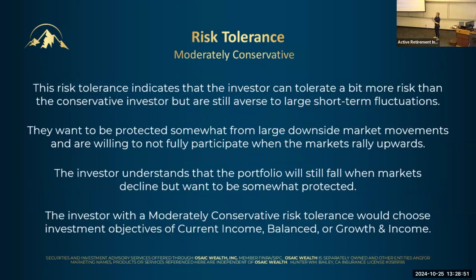So moving up the ladder, we go up to moderately conservative, which is just a little bit of a step forward. This risk tolerance indicates that the investor can tolerate a bit more risk than the conservative investor, but is still averse to large short-term fluctuations. So you'd still not be even at like a 10, 11, or 12 standard deviation. You'd still want to be pretty low. This is probably the person I'd have at maybe a 7 or 8 standard deviation, maybe even a 6. Just where it's really not too much.